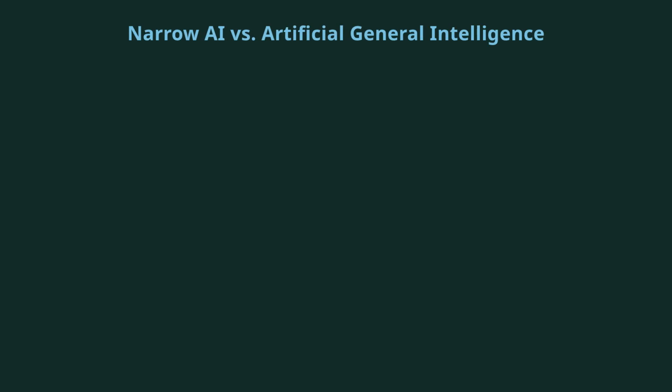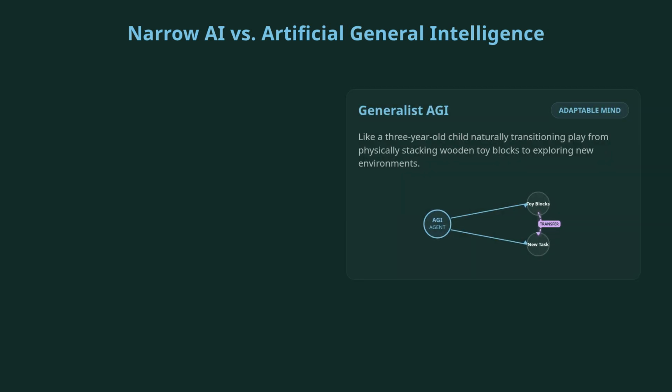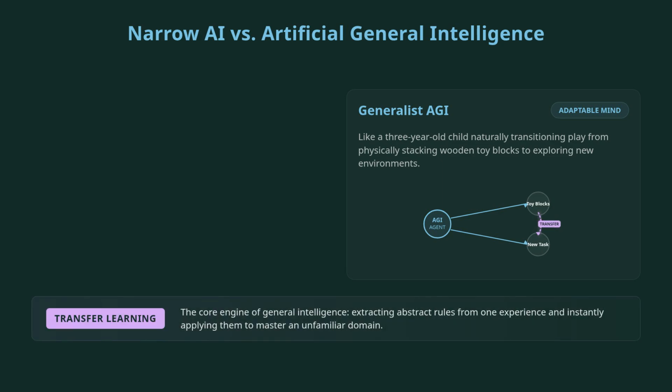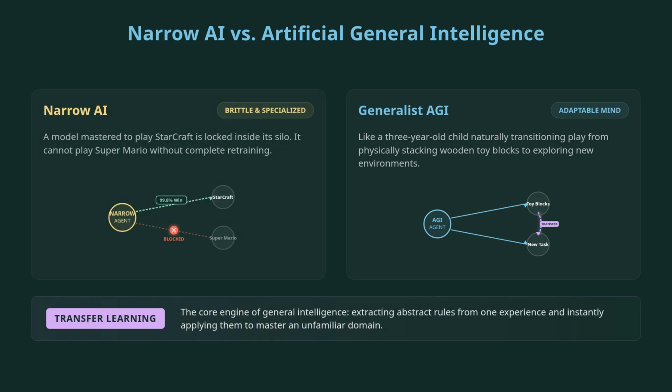To understand artificial general intelligence, or AGI, we have to look at how humans learn. A 3-year-old child can play with a toy kitchen, watch their parent cook, and instantly transfer those basic spatial concepts to opening a real refrigerator. In computer science, this is known as transfer learning. Narrow AI struggles immensely with this.